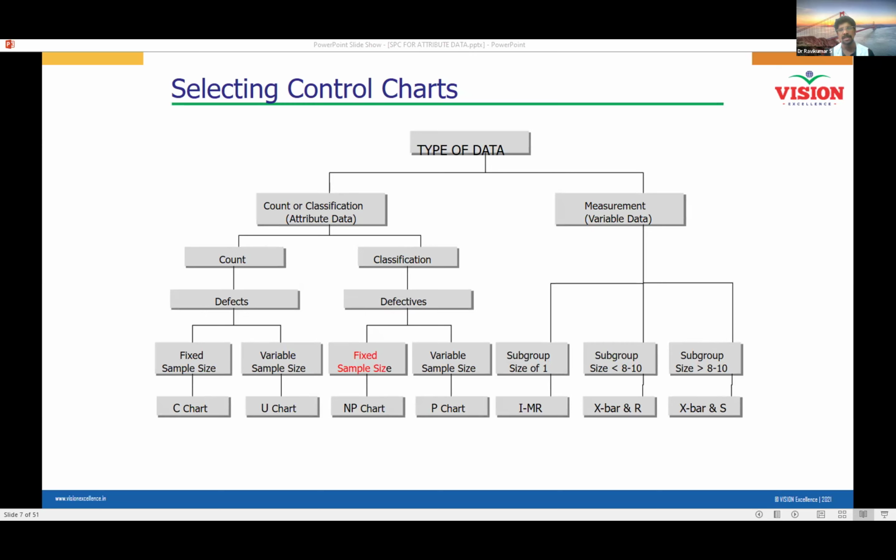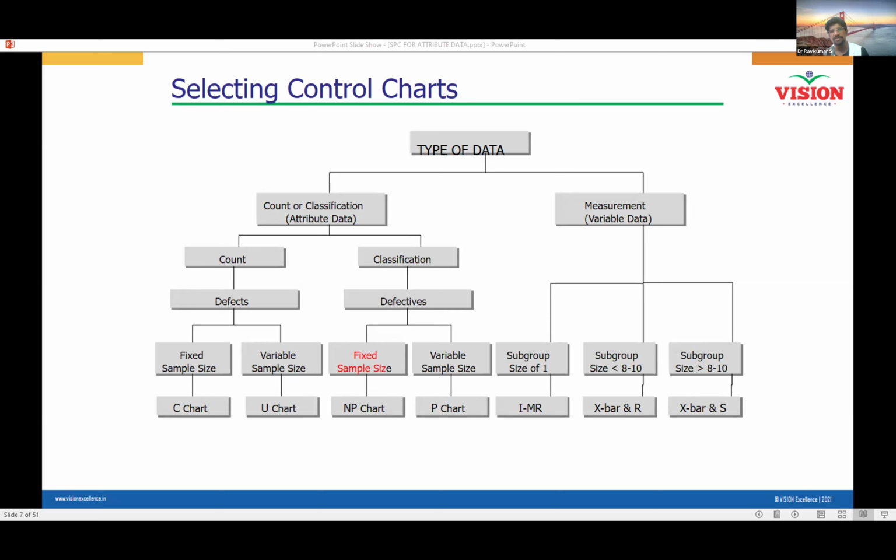Fixed sample size. Suppose, let us say he audits 10 this week, next week he audits 15, after that he audits 8, and next week he audits 18. If the number of samples you choose for inspection varies every time, then you go for a U chart. If it is the same, equal every time, then you go for a C chart. This is regarding the defects.